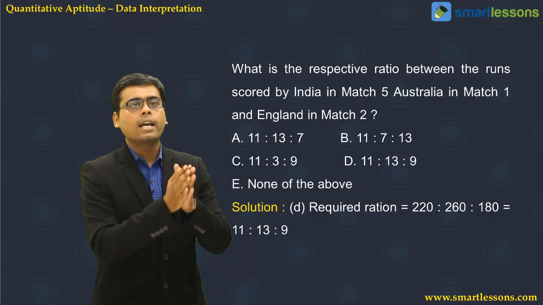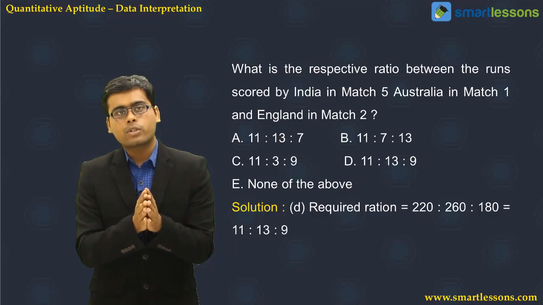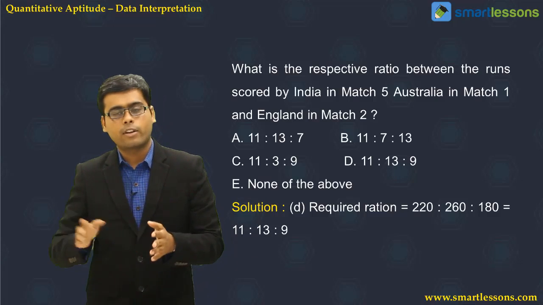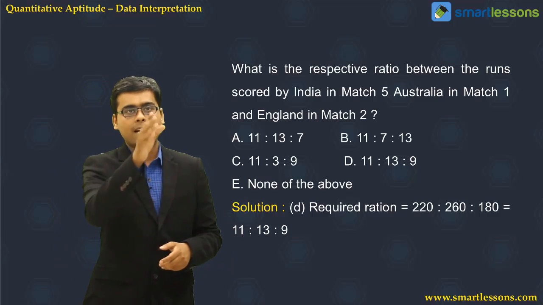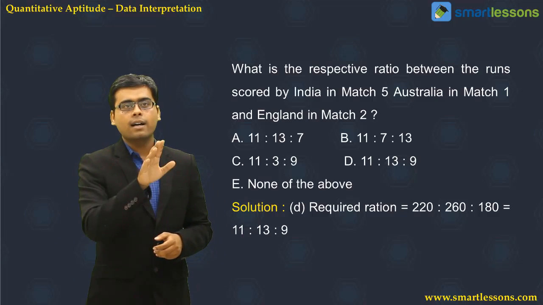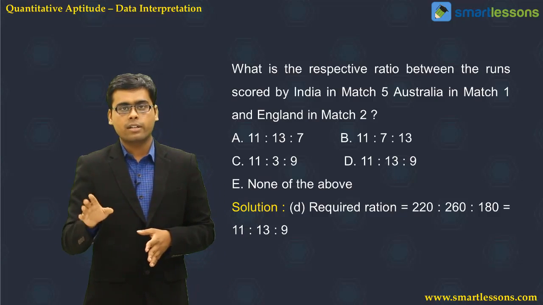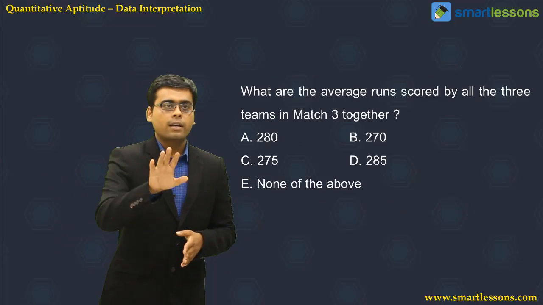The ratio is 220 is to 260 is to 180. Now, if you simplify, you will get 11 is to 13 is to 9. So, that means option D is the correct option. 11 is to 13 is to 9. Next sum.